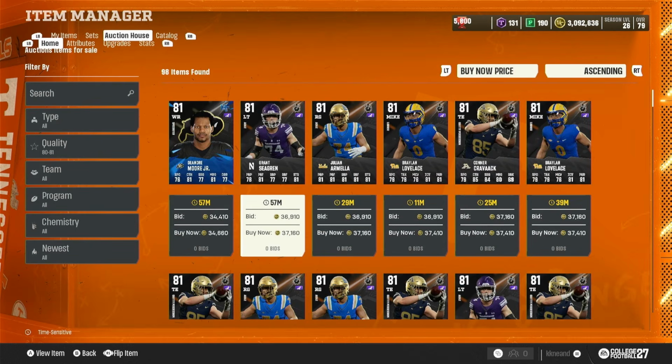You always want to post for an hour, because the way the unfiltered price works, you are not seeing cards that are up for 24 hours. You're seeing things that are ending soon.